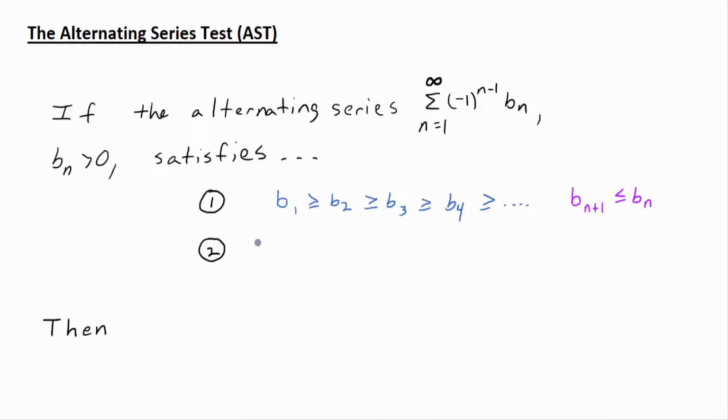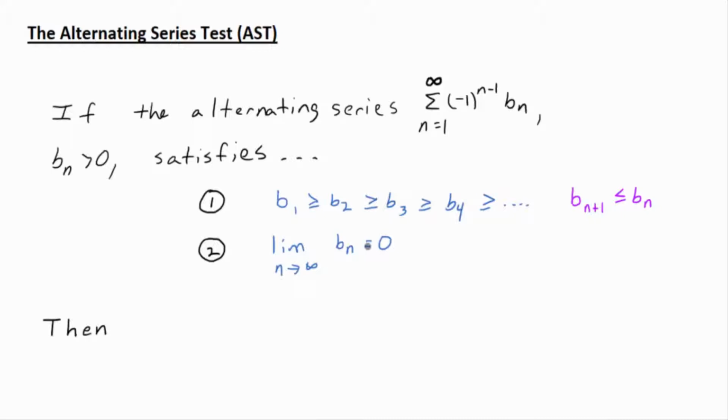And then what does it have to decrease to? It has to decrease to 0. So the limit as n goes to infinity of b_n is equal to 0. If you wanted to express conditions 1 and 2 as one condition, it would be that b_n decreases to 0.